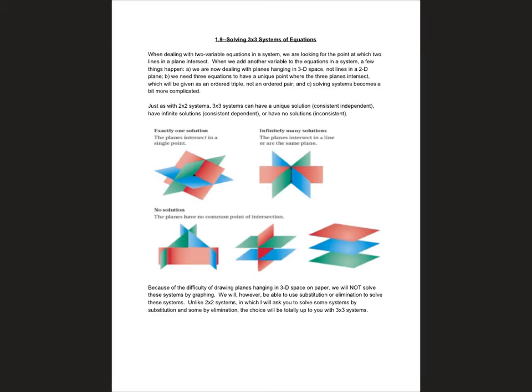All right, let's talk about section 1.9, which is solving 3 by 3 systems of equations. 3 by 3 means 3 equations with 3 variables. Now, this first page you can read on your own, and if you have any questions about it, you can certainly drop me an email or ask me in class, but I want to move directly to the problems.